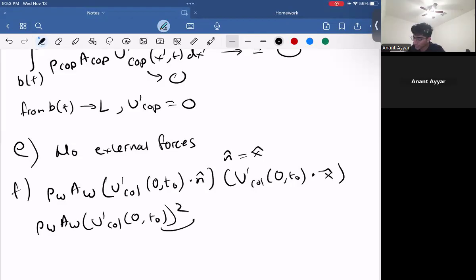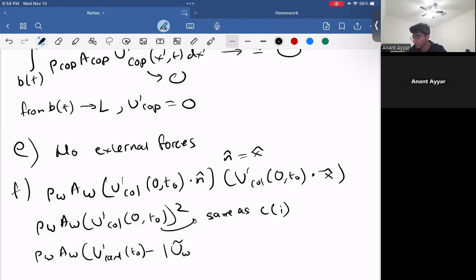And then again, the same as we did in part C, we get the same substitution. So I won't do that again, but it's the exact same thing. We're using that equation 4 from the given question. And then we get this. So this is your velocity, this is your momentum outflow.